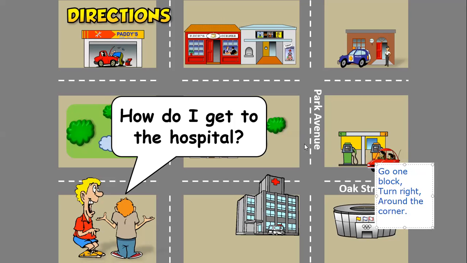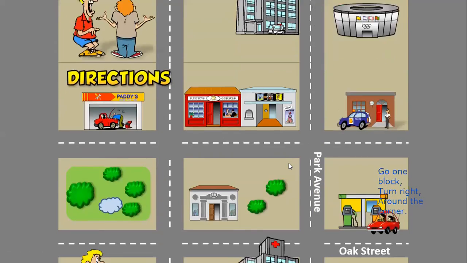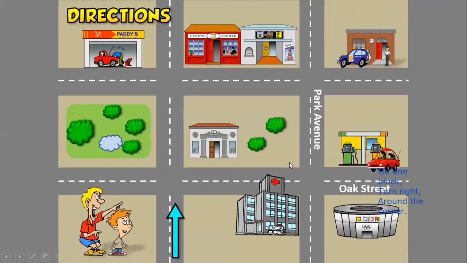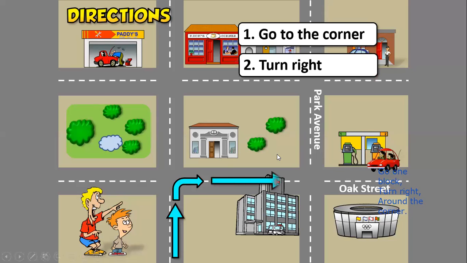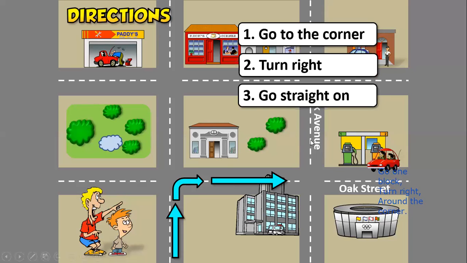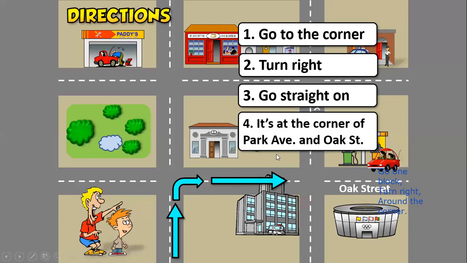Algo que se me había olvidado comentarles es que también podemos utilizar los nombres de las calles, ¿verdad? Sí, yo sé que tal vez nosotros no las utilizamos, como ustedes estaban diciendo. But, acá, por ejemplo, go to the corner, dice, okay. Go one block. That's good. Turn right. Very good. Go straight on. Ve derecho o ve recto. Y it's at the corner of Park Avenue and Oak Street. Va. Y eso es lo que les iba a comentar. Nosotros tal vez no tendemos a utilizar los nombres de las calles, ¿ok? Pero para ser un poco más específico podríamos hacerlo. ¿Ok? Like in here, así como acá.